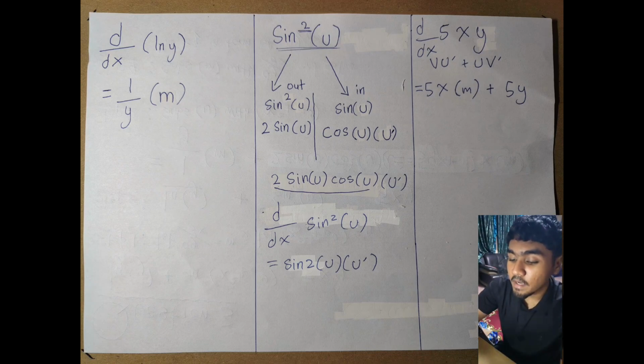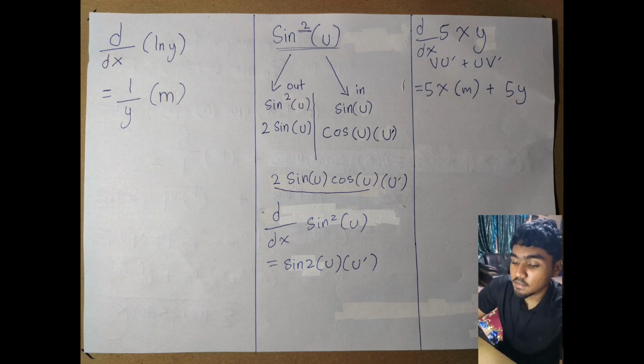Just simply put out the two functions like this, the outer one and the inner one. The outer one should be sine square u and the inner one should be sine u. And then differentiating sine square u should not be a problem. We bring the power to the front and then minus the power by 1. So it becomes 2 sine u.